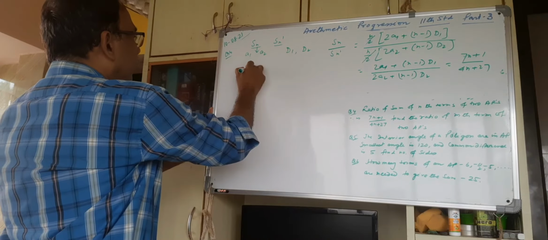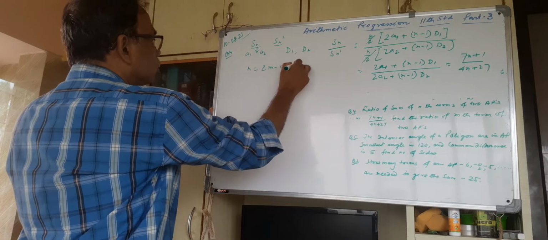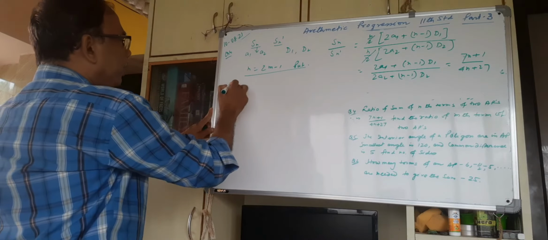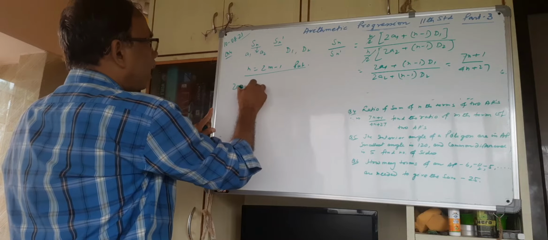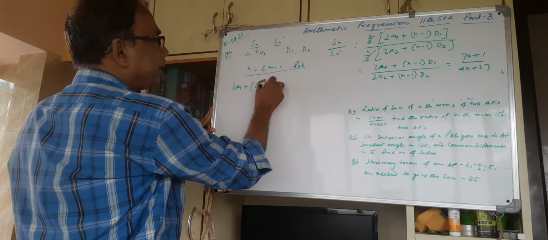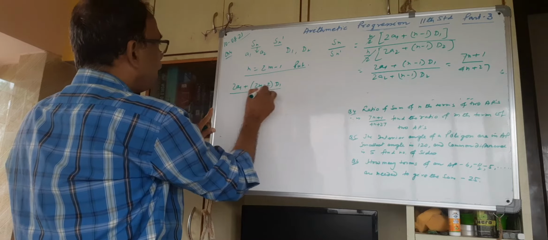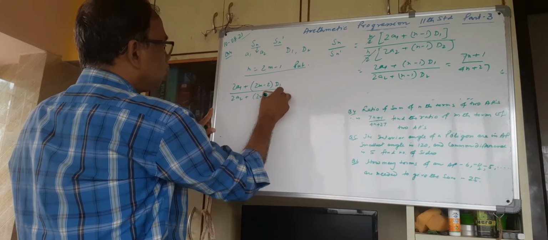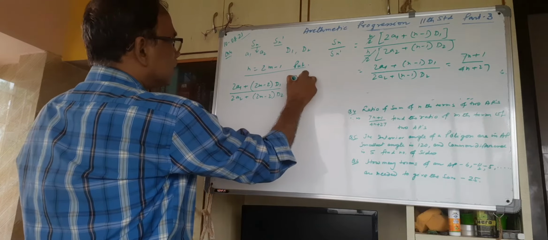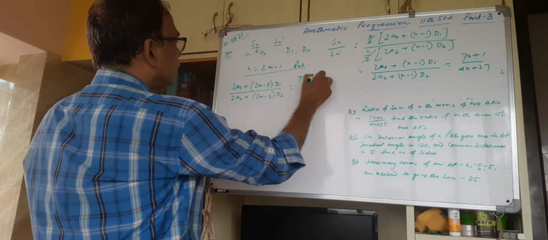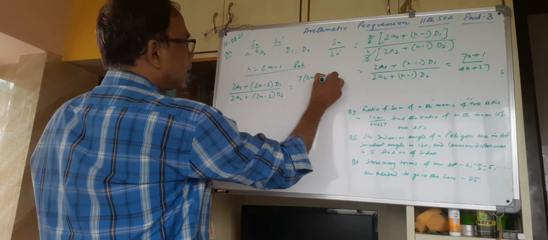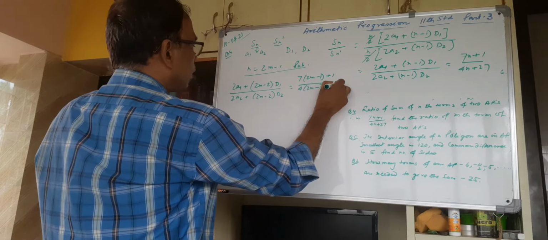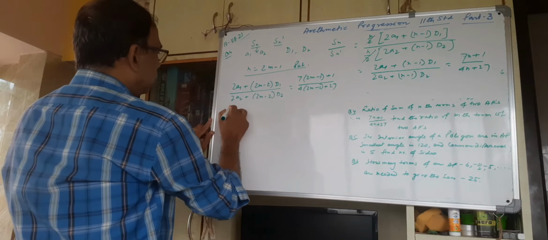Now put n equals 2m minus 1. Then we can write 2a1 plus 2m minus 2 into d1 by 2a2 plus 2m minus 2 into d2 equals 7 into 2m minus 1 plus 1 by 4 into 2m minus 1 plus 27. Take 2 common.